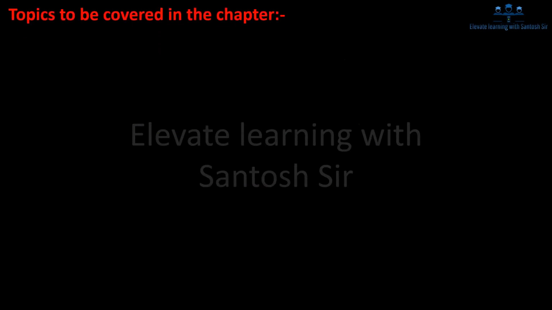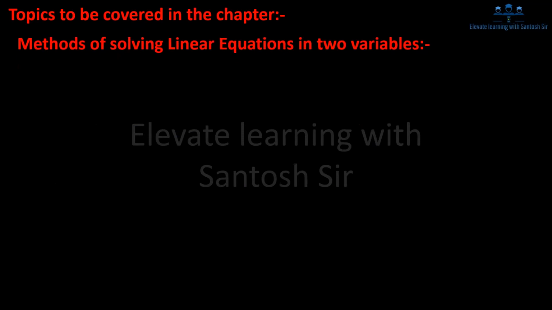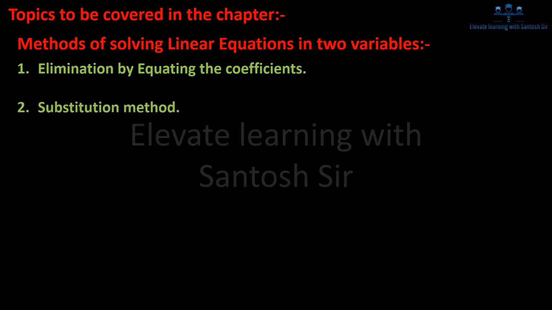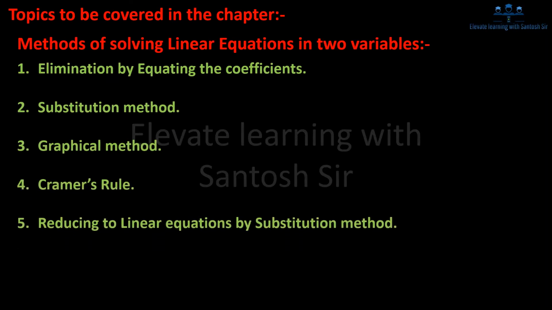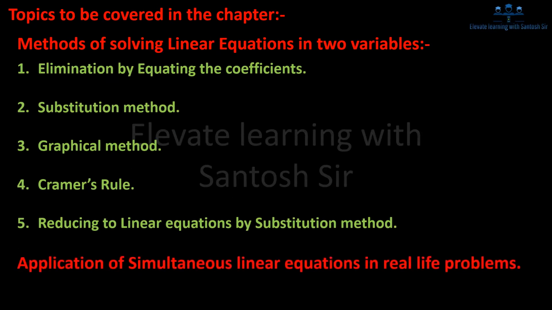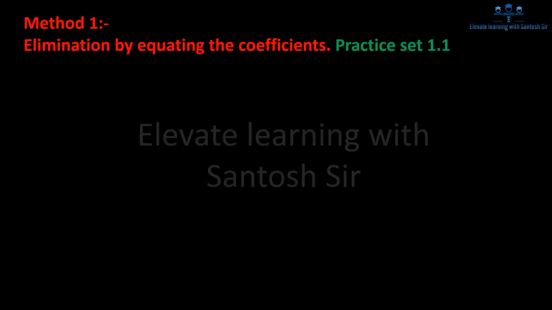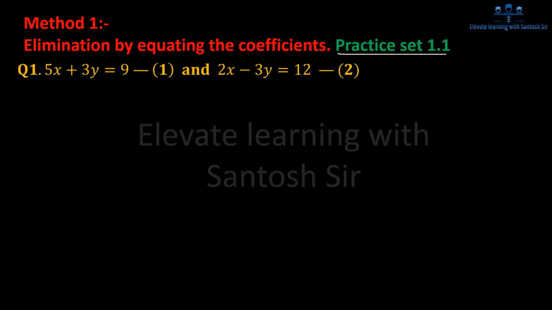Let's proceed. In this chapter, we will cover various methods of solving linear equations in two variables. They are elimination by equating the coefficients, substitution method, graphical method, Cramer's rule, reducing to linear equations by substitution method, and at the end we will see the application of simultaneous linear equations in real life problems. Let us start with our first method, that is elimination by equating the coefficients. We are starting with the practice set 1.1. Let's see the first question.